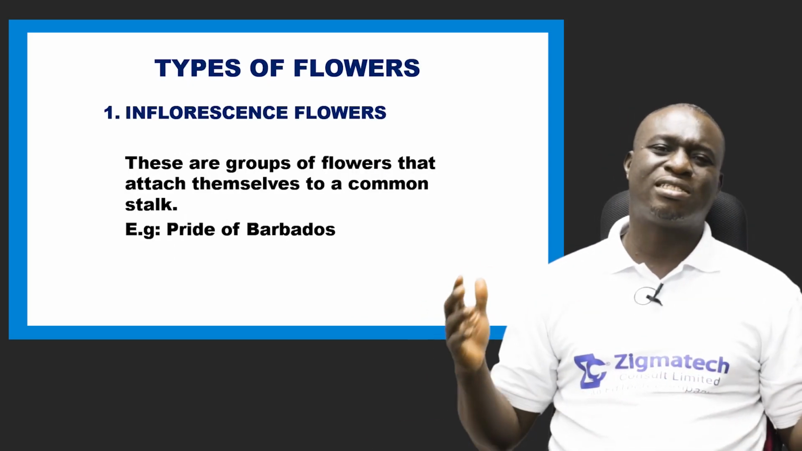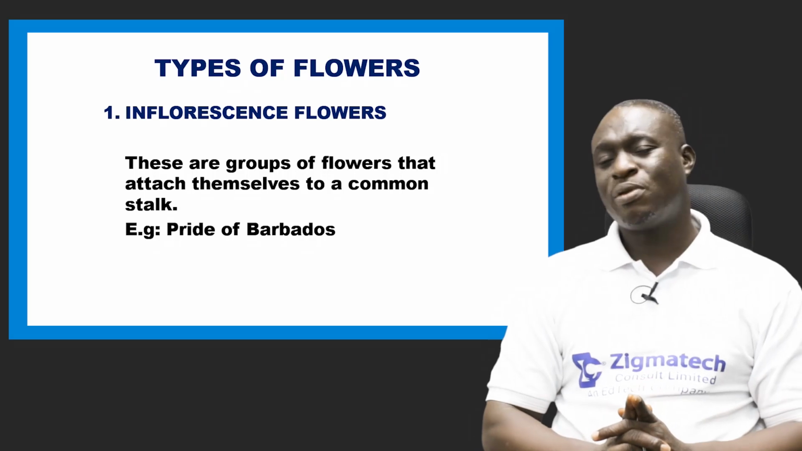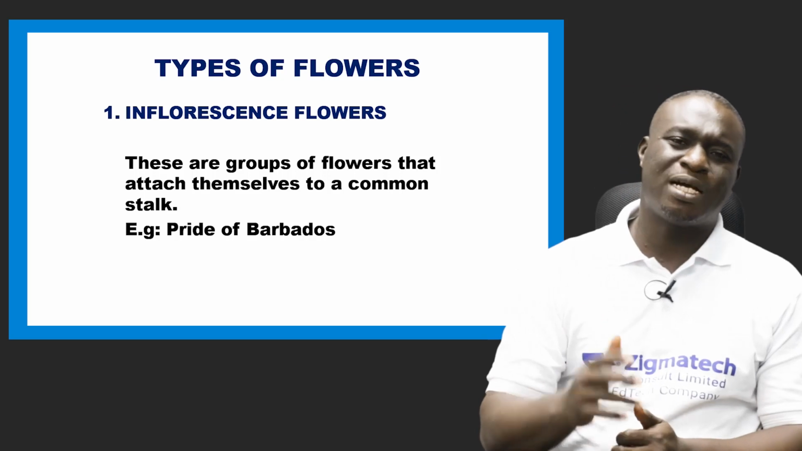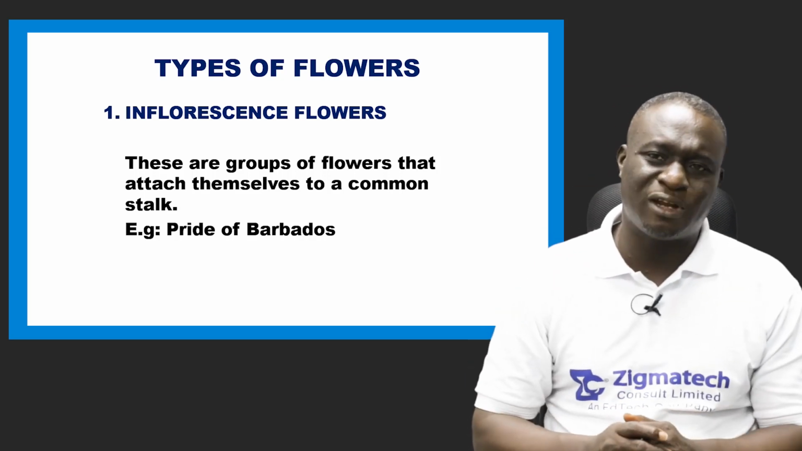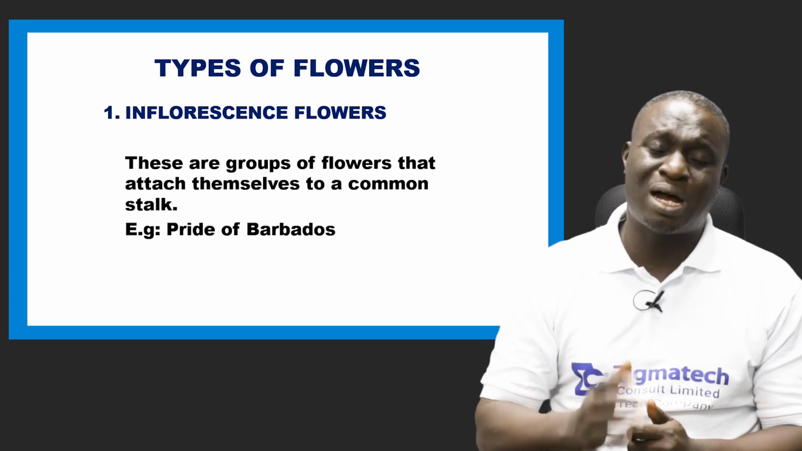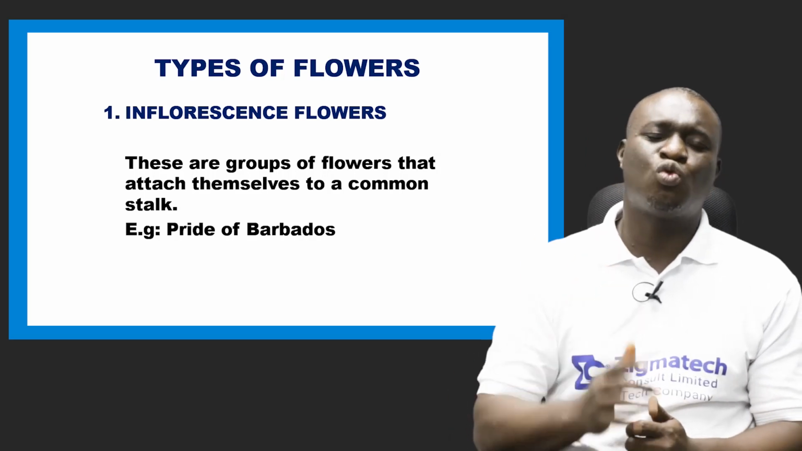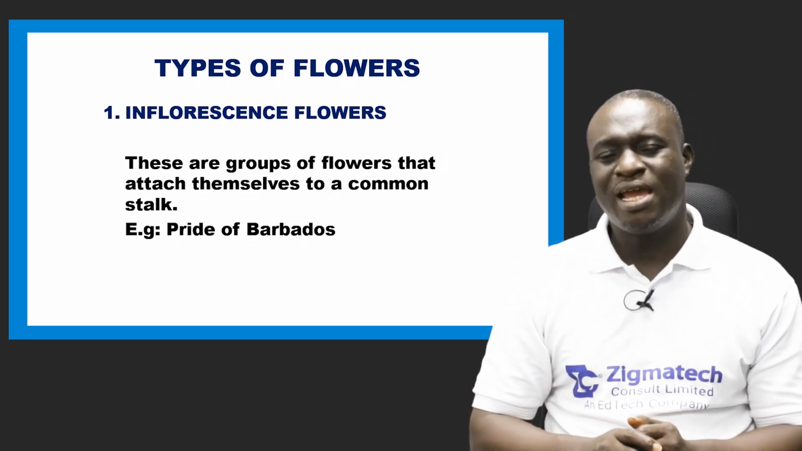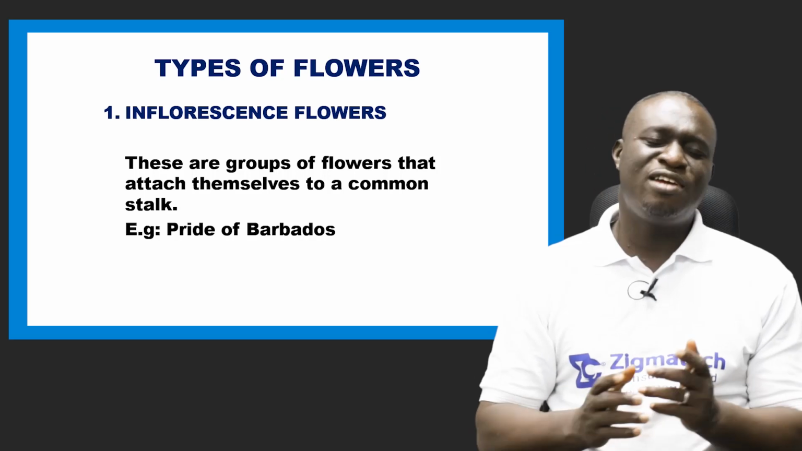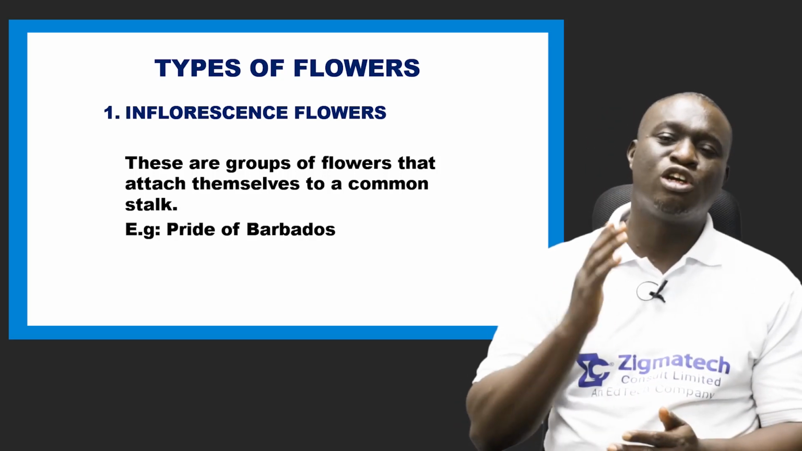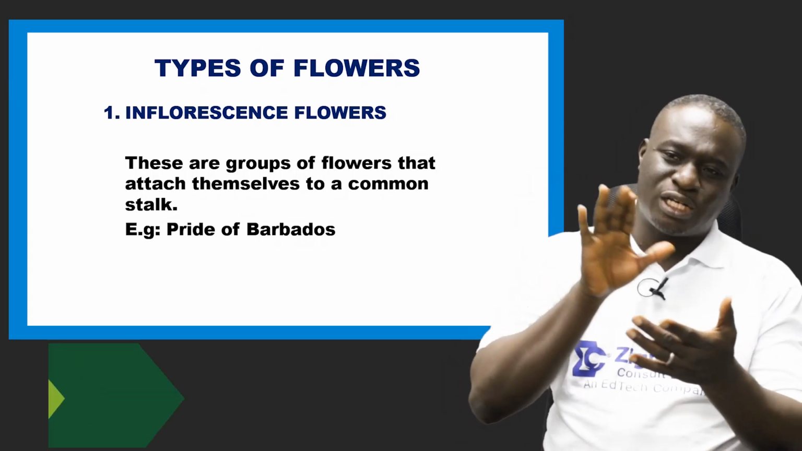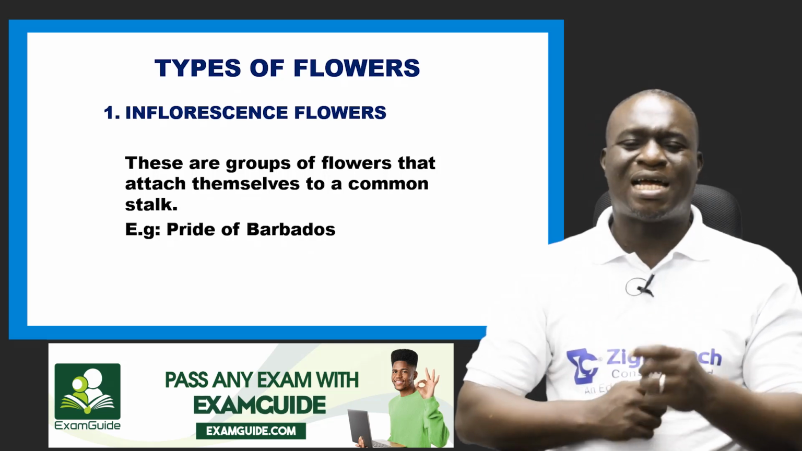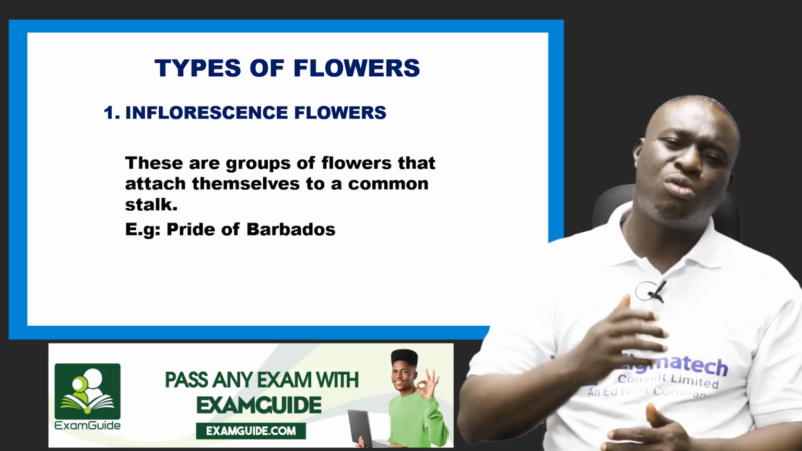Now, we have different types of flowers. We're going to be exploring a whole lot of the types of flowers, and it's very important. Most past questions deal with these types of flowers. The first one on the list here is the inflorescence flower. Inflorescence flowers are groups of flowers that attach themselves to a common stalk.